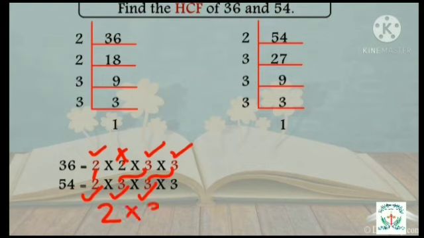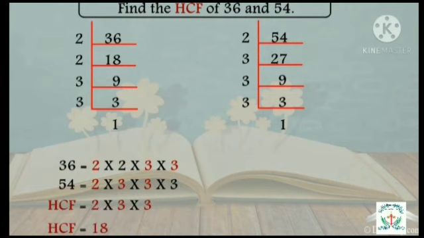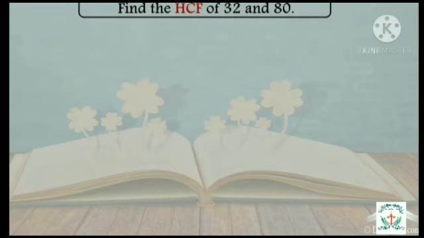So we get 2 into 3 into 3. Therefore the HCF is 2 into 3 into 3, which is equal to 18. So the HCF of 36 and 54 is 18. This is done using the prime factorization method. Let us take another example. Find the HCF of 32 and 80 using the prime factorization method.